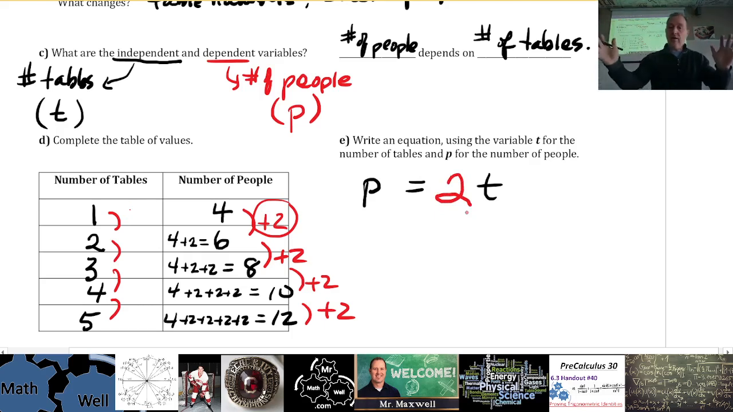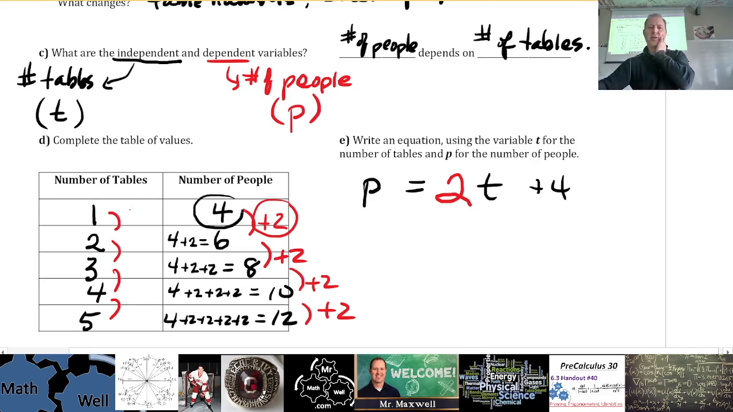So am I done now? The number of people is 2 times the number of tables. Well, let's see. 2 times 1 is, I'm a little bit off. What's the solution there? How can we fix this? Sorry? What'd you say? Okay, plus 4. Okay, let's see. Plus 4. 2 times 1 is 2 plus 4, it would be 6. Oh, shoot, I need 4 here, not 6. So you're on the right track.